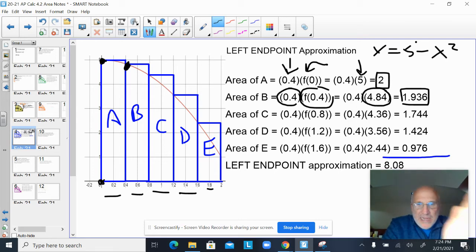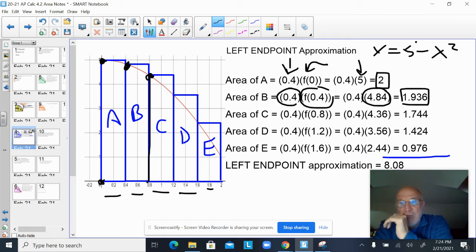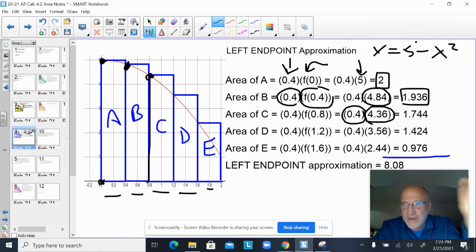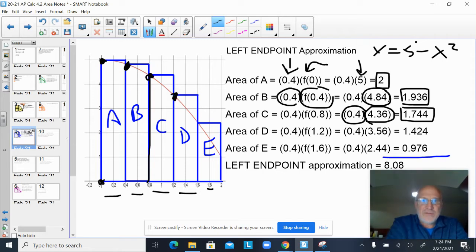Rectangle C goes from 0.8 to 1.2. The left endpoint is 0.8. So the height of rectangle C, which is this distance right there, is f of 0.8. However tall that function is at 0.8. So I do 5 minus 0.8 squared, which is where this 4.36 comes from. I do 0.4 times that, still finding the area of a rectangle. That turned out to be 1.744. And I keep going similarly for rectangle D. The height of rectangle D is f of 1.2, which is the left endpoint of that interval, which turns out to be 3.56 times 0.4 is 1.424.